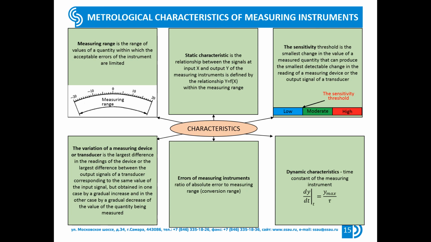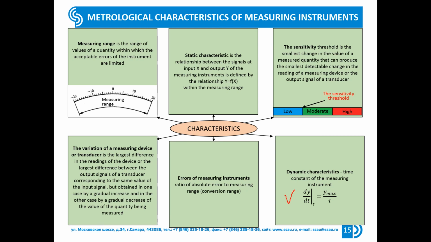Y divided by Y max equals 1 minus e to the power of minus t divided by tau. By differentiating the last expression, we obtain dy divided by dt equals Y max divided by tau multiplied by e to the power of minus t divided by tau. By putting t equals 0, we find the ratio. The value tau included in the above expressions is called the time constant. Its physical meaning is clear from the last formula.